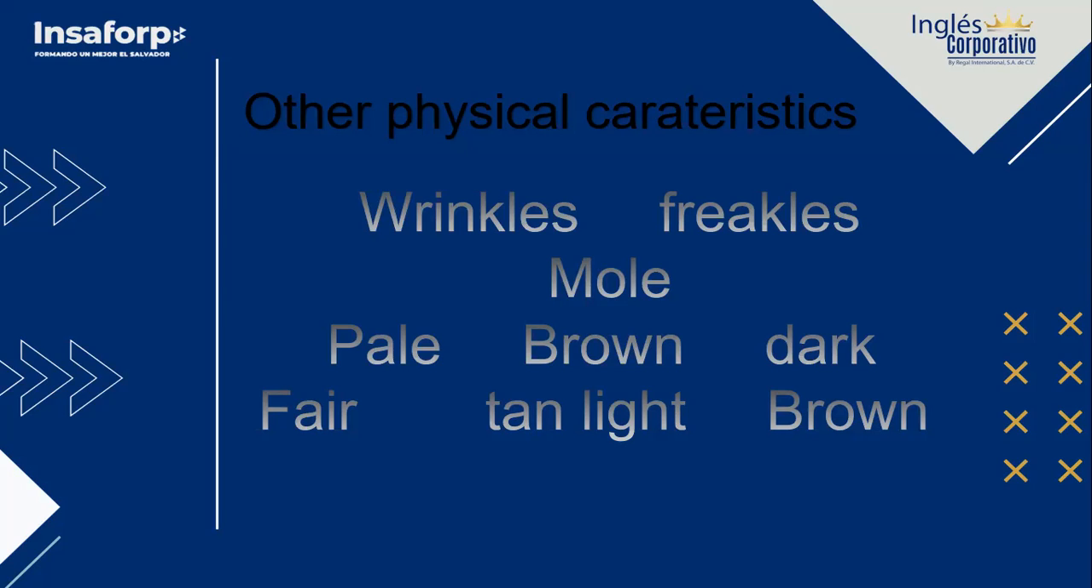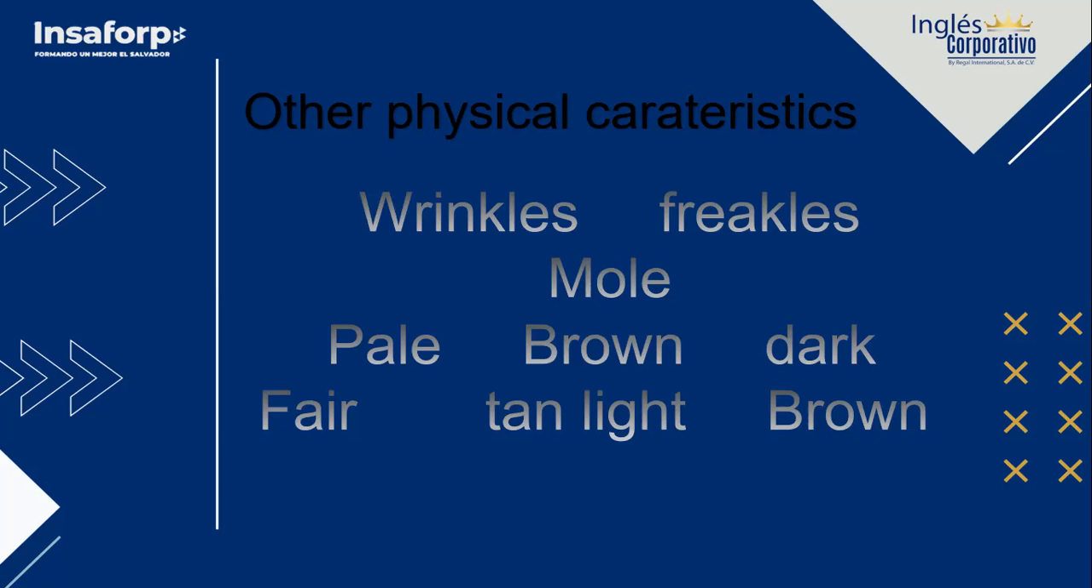Freckles. Do you have freckles? No, I don't have. Freckles means pecas, no? Pecas, yes. What about mole? Do you have mole? Mole, spots. Lunares. Then for the color of the skin, we can use pale skin, brown skin, dark skin, fair skin, tan light skin. So those are the colors that we can use to describe the color of the skin.